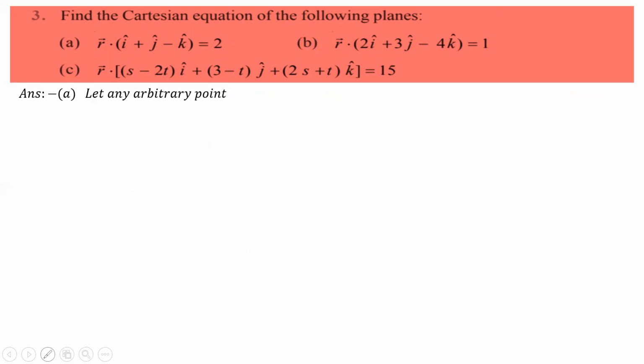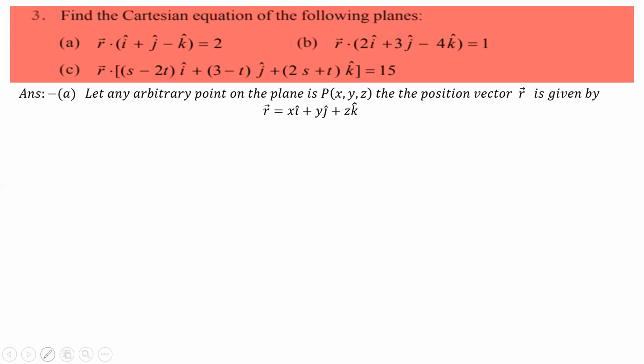Here you need to find the Cartesian equation of the plane where the vector equations of the planes are given. So here we are taking an arbitrary point on the plane, (x, y, z). Then the position vector of the point is xi cap plus yj cap plus zk cap. So in the place of r vector, we can write xi cap plus yj cap plus zk cap.